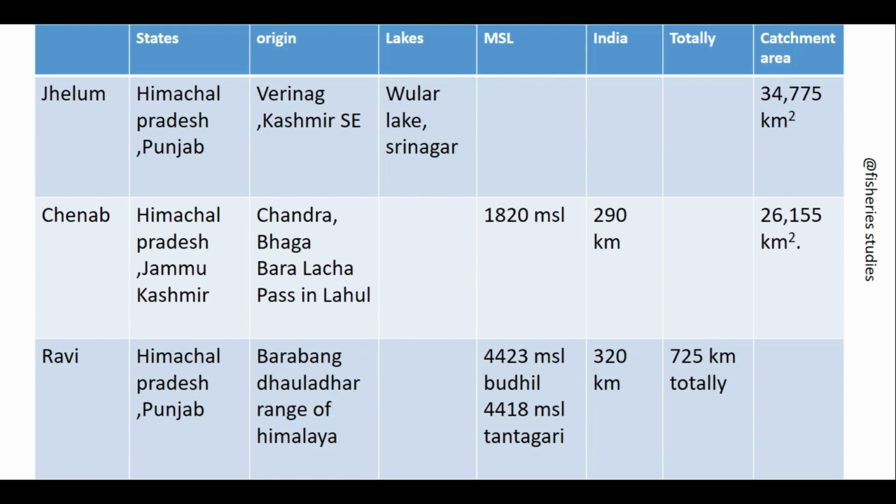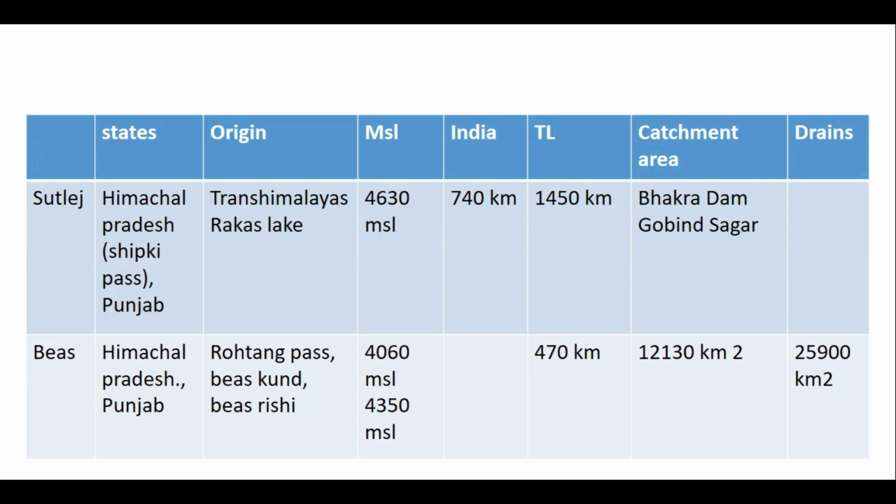Jhelum flows into Wular Lake, Srinagar. Satluj's origin is in the Trans-Himalayas at Rakas Lake. Beas's origin is at Rohtang Pass, Beas Kund and Beas Rishi. Among these 5 tributaries of Indus, Beas is the only one confined to the Indian region. Satluj is the largest tributary of Indus. These questions have been asked in previous years also. Satluj is comparatively polluted and river Ravi is comparatively cleaner.